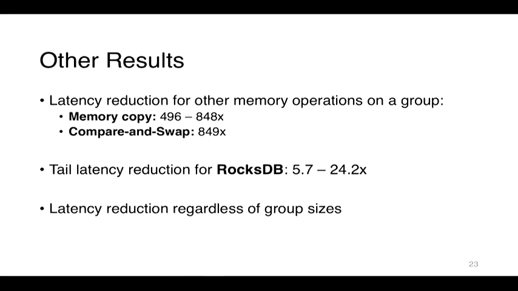We have other results in the paper showing the latency reduction while performing memory copy and compare-and-swap on a group of replicas. Also, we show that HyperLoop can reduce the tail latency for RocksDB by 24 times.